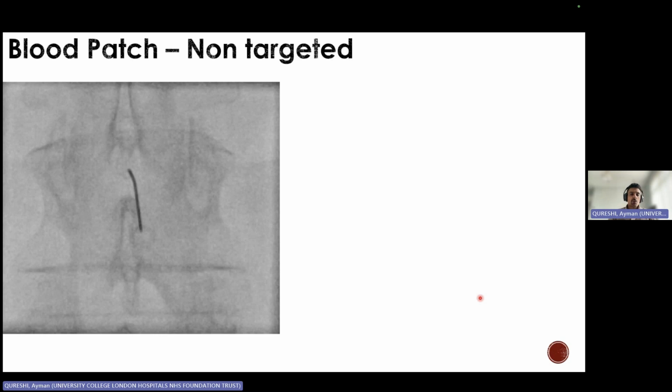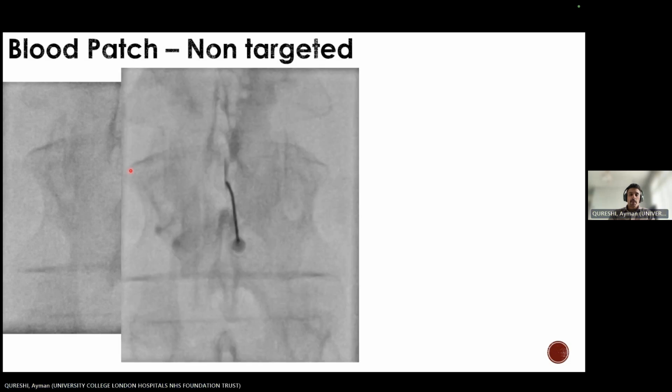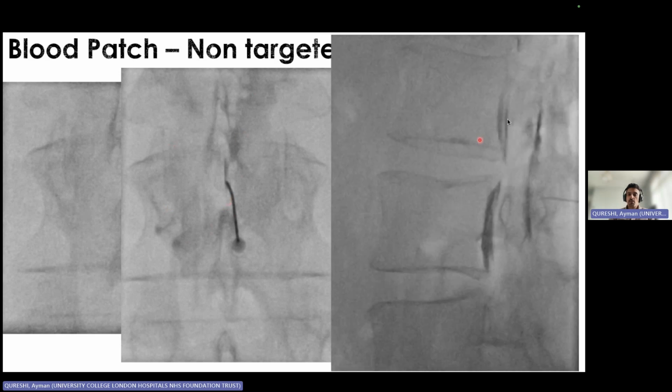And so this patient had a non-targeted blood patch. This is the view from image, X-ray, or fluoroscopic guidance. We're looking at the spine from a front-on view. This is the vertebral body. These are what we call the spinous processes, and we go in between that space with our needle, keeping it in the midline. And this is after injection of some contrast to see how the contrast is dispersing, just to make sure that we're happy that it is in the epidural space.